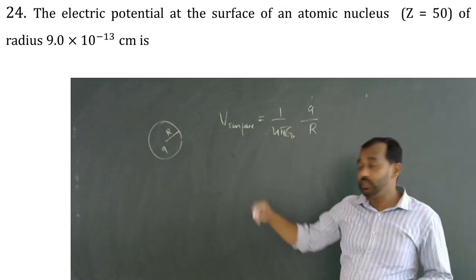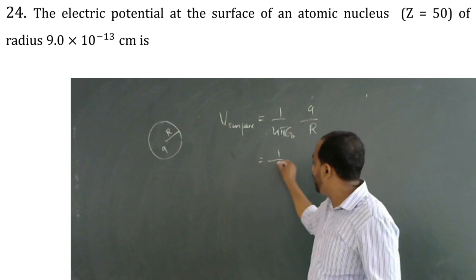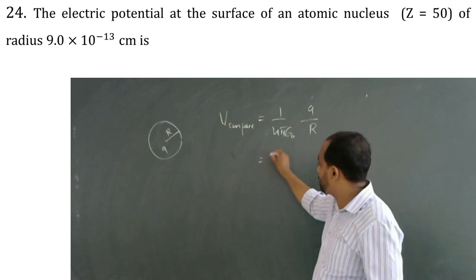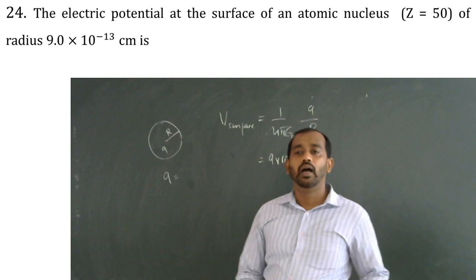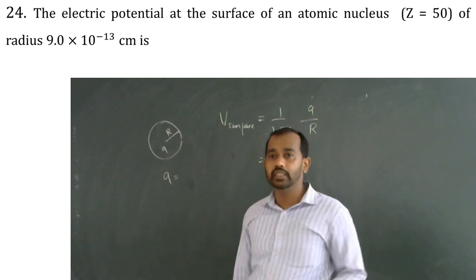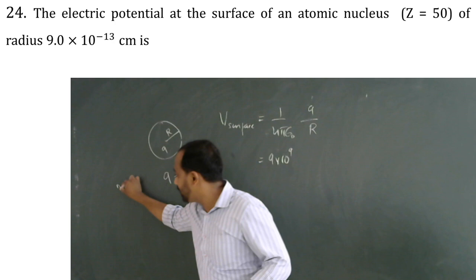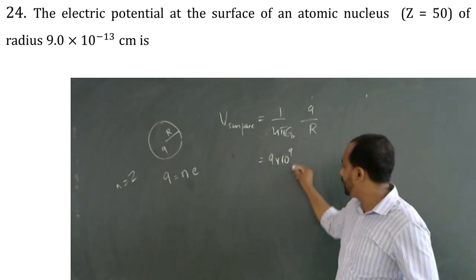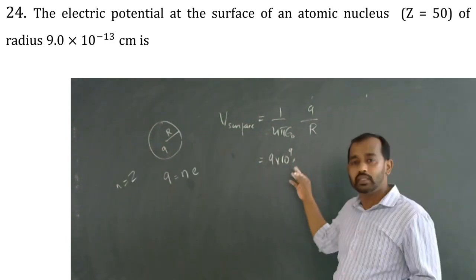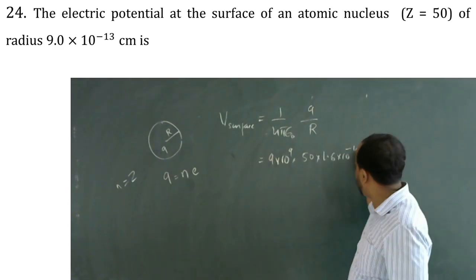Now we are going to substitute the values. 1 divided by 4 pi epsilon naught is equal to 9 into 10 raised to 9. Q will be equal to how much? The number of protons present, the charges present with the atomic number equal to 50. The number of protons is the number of charges. It is nothing but Z into the charge of each electron. Substituting that, Q will be equal to N into E, 1.6 into 10 raised to minus 19.